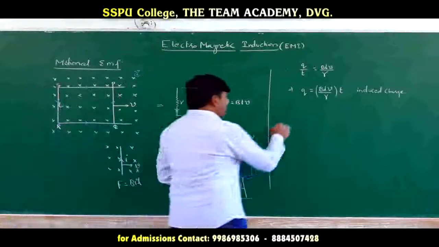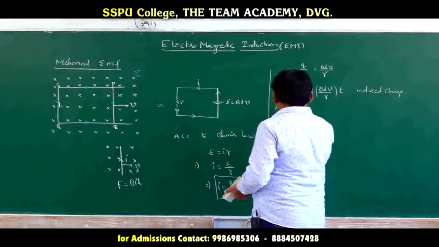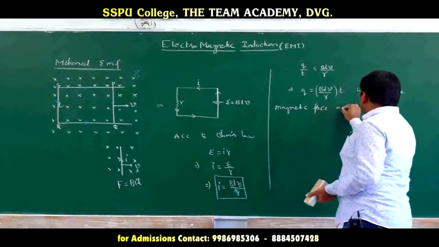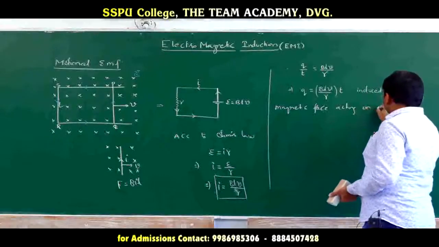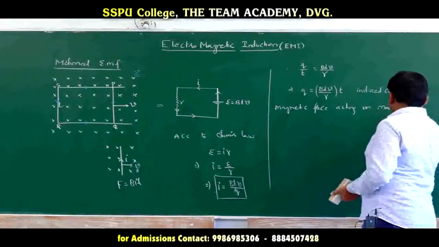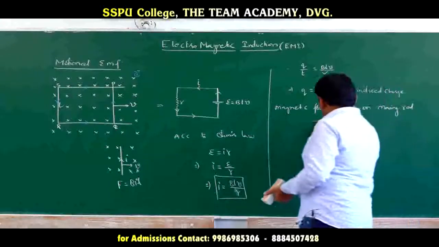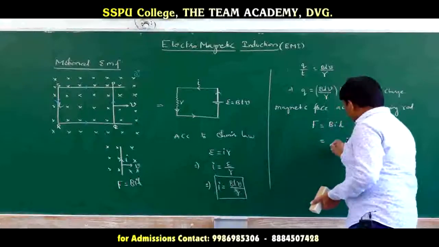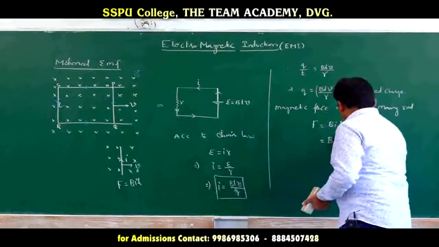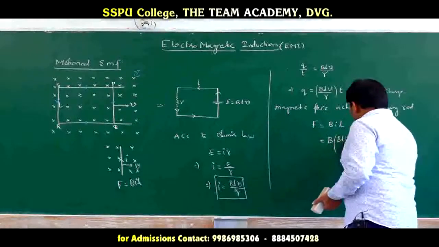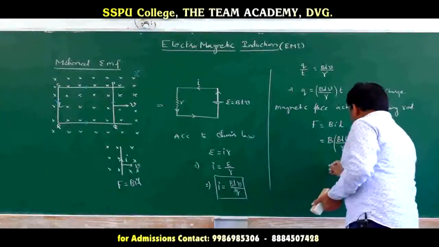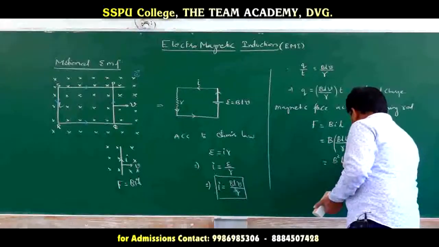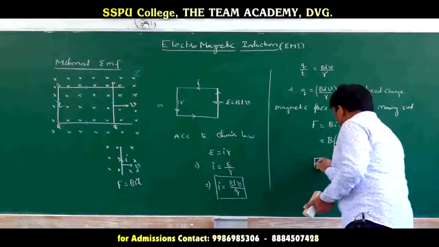So the magnetic force acting on the moving rod: how much is the force here? F is equal to BIL. That is B into I, where I is nothing but BLV divided by R, into L. So that is equal to B square L square V divided by R. This is the formula for the magnetic force.